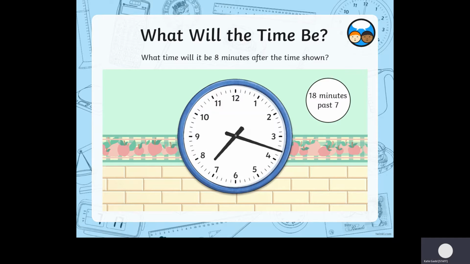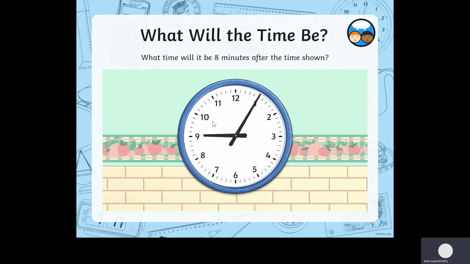So it's 18 minutes past 7. If we go back, we can see the time is 10 past 7. Then we need to count on another 8 minutes. Now I know 8 is made up of 5 and 3. So I can jump to the next 5 and then add on 6, 7, 8. So the time is 18 minutes past 7.